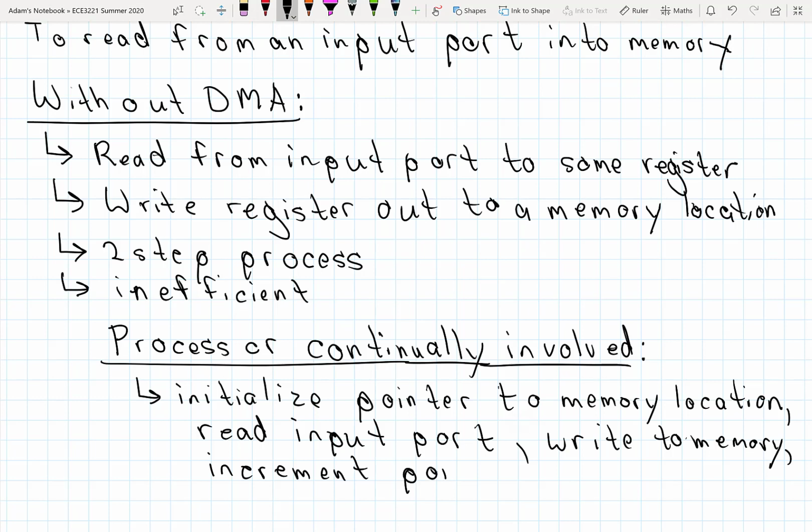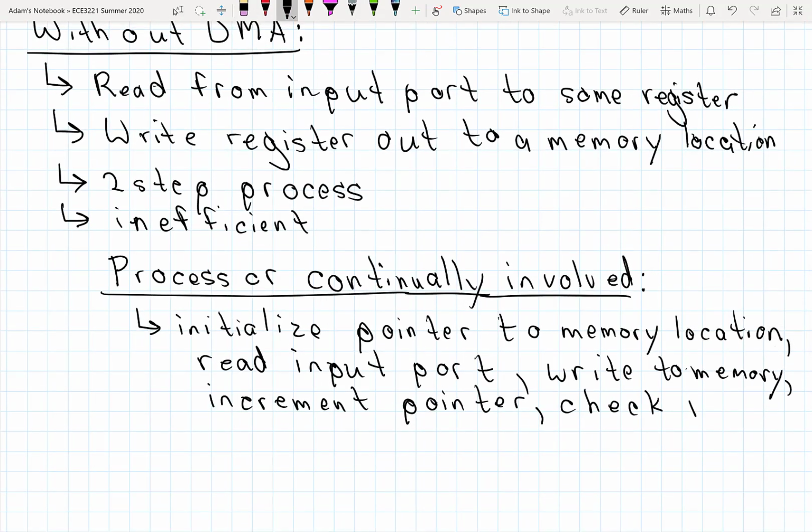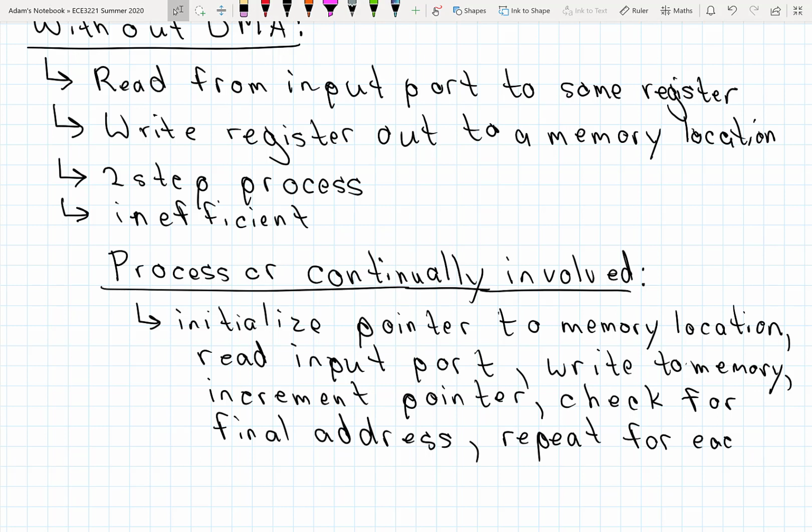So I'm writing this almost in pseudocode as to the steps that would have to be included in the software to do this. After each write, we'll have to check to see if it's the final address that we want it to transfer. And then we repeat for each word that we want to read in from our input port. So that two-step process, we now see there's a bit more involved than simply a read and a write, and more importantly, I want to highlight that the entire way through this sequence of events, the processor is continually involved, right?